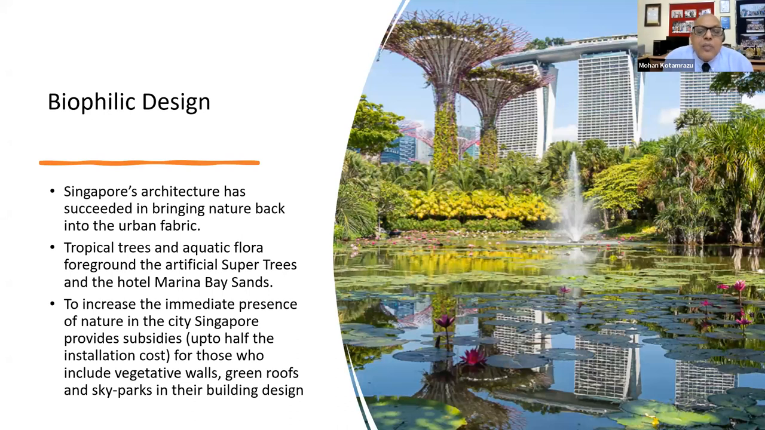Okay, so in Singapore, another good thing that's happening is they're trying to bring back the presence of nature by giving subsidies. So if you include vegetative walls, that is green walls, green roofs, or you have sky parks in your building design, then you'll get subsidy. So one of the best examples of the largest sky park, skywalk in the world is in buildings in Singapore called Pinnacle@Duxton. So these are government buildings which are more than 70 stories, and they are connected by the sky bridges, and the largest skywalk is there in these buildings.